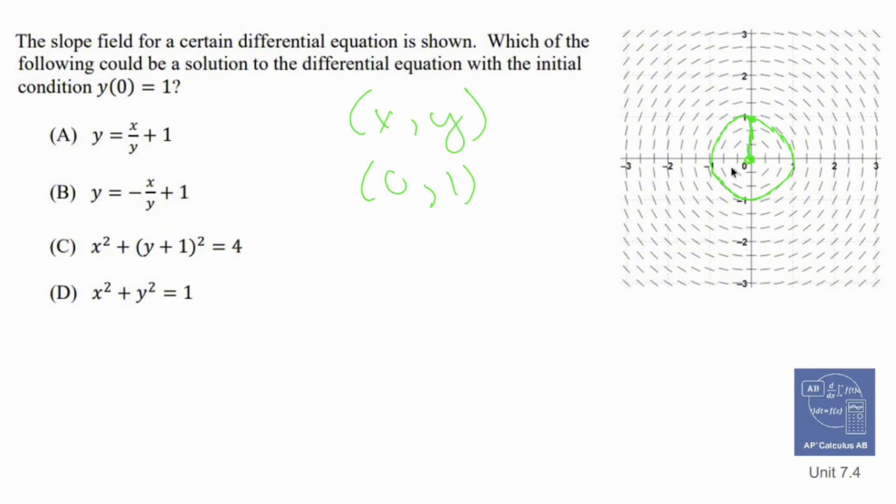The equation of a circle with a radius of 1 and center at (0, 0) is going to be this guy right here. This one would be a circle but not at (0, 0), and that's a radius of 2. And this one would be some type of weird looking sideways parabola, but that's not what we have. So the answer for this one is going to be D, because that is exactly the picture that we get when we sketch it out.